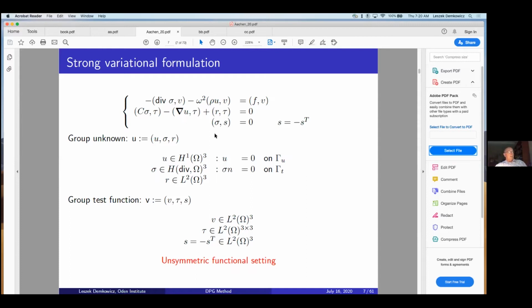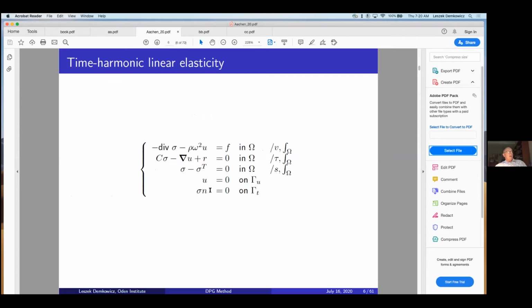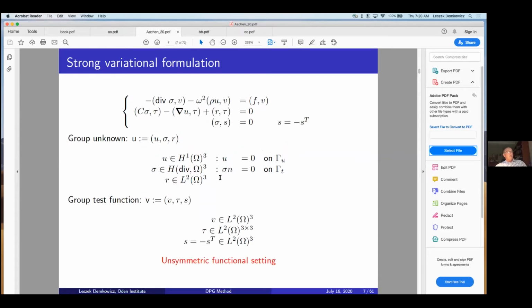So the easy part here is with test functions; they enter the formulation with no derivatives on them. So they simply belong to L2, multiple products of L2 spaces. v has three components. Tau has nine components because this is a tensor equation. And the last equation is tested only with an anti-symmetric function because we are enforcing the symmetry. So the symmetry in the variational form is equivalent to the orthogonality to anti-symmetric functions. So anti-symmetry reduces the number of unknowns from nine to just three in three space dimensions.